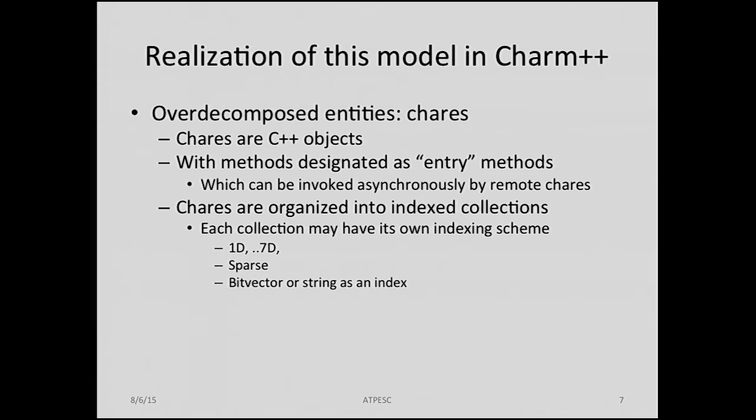These chares are organized into index collections. So you might have a three-dimensional index collection, or you might have a one-dimensional collection that is sparse. Maybe they are objects from 1 to 1 billion, but not serially, that is, only some subset of those between 0 and 1 billion actually exist. That's what I mean by sparse. So they can be sparse or dense, they can be multidimensional, or they can even be indexed by other things like bit vectors and strings.